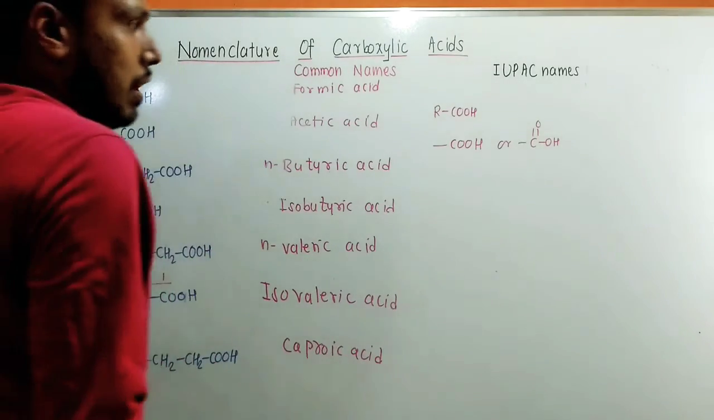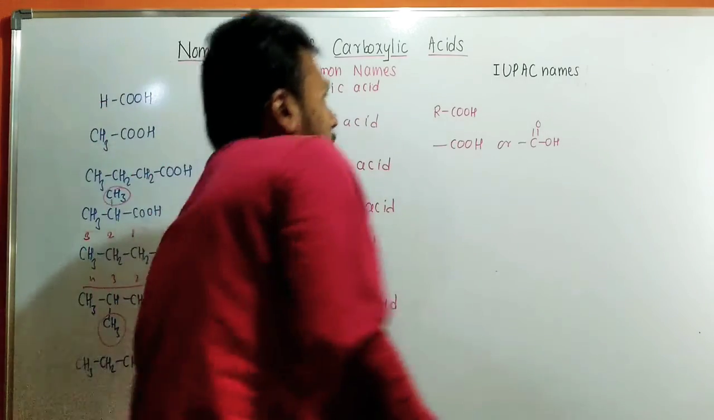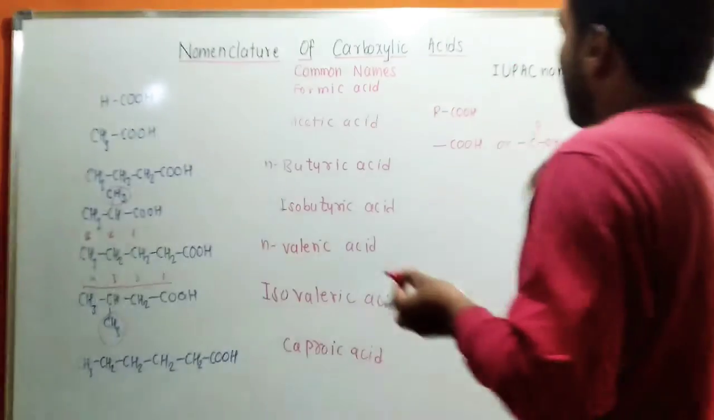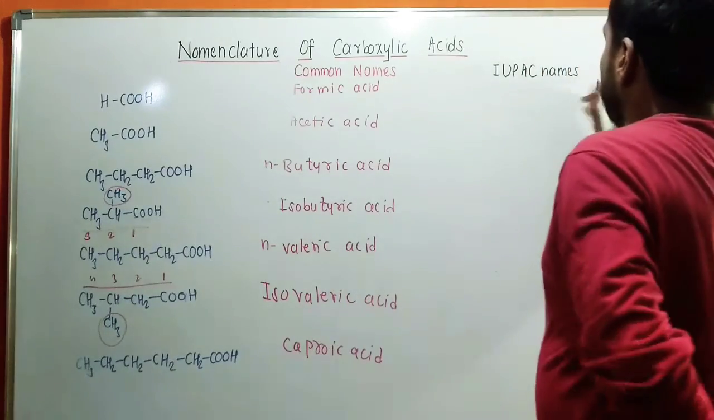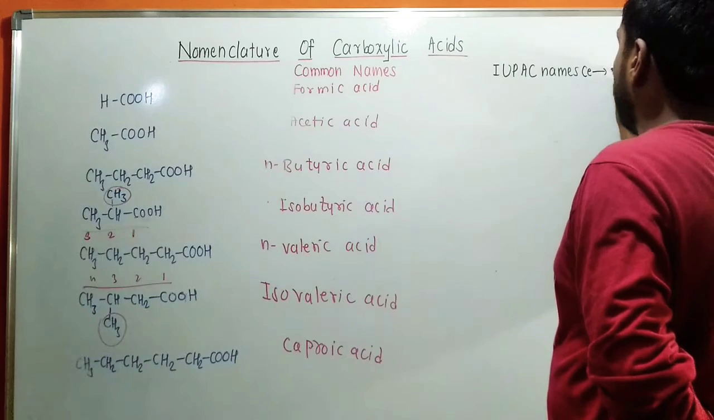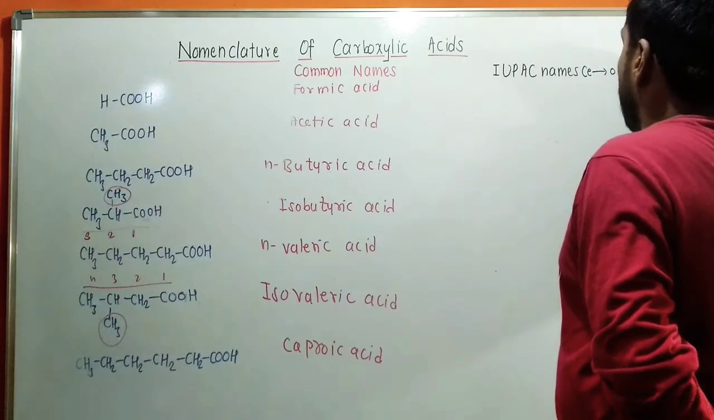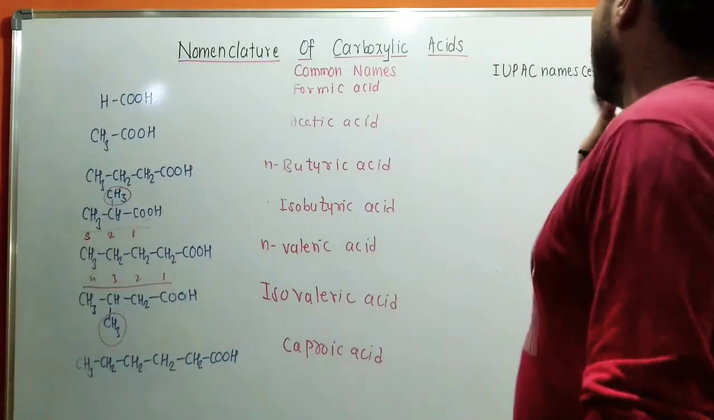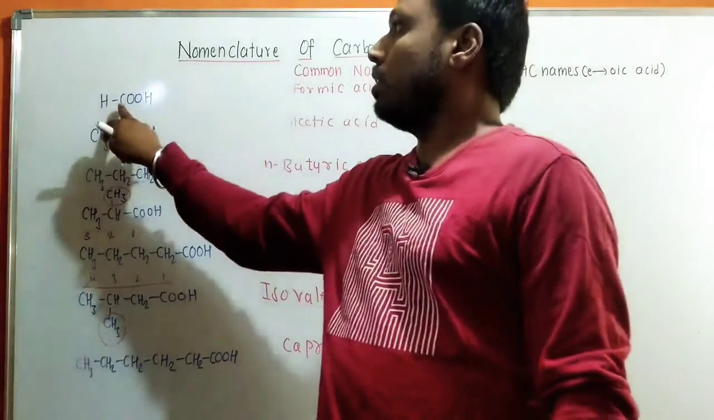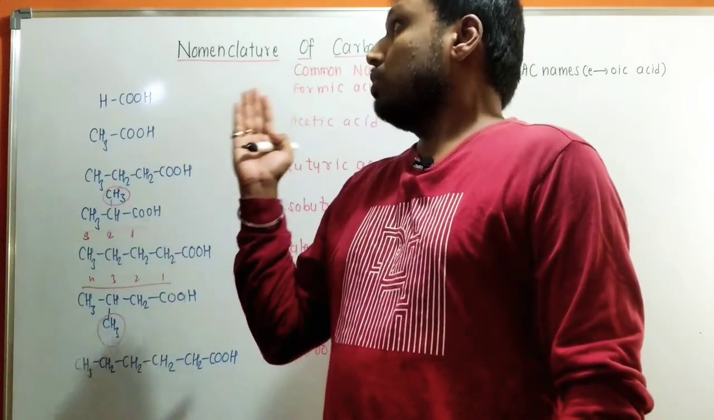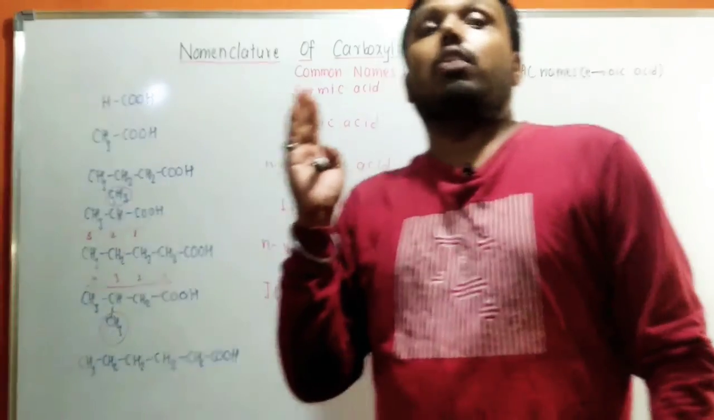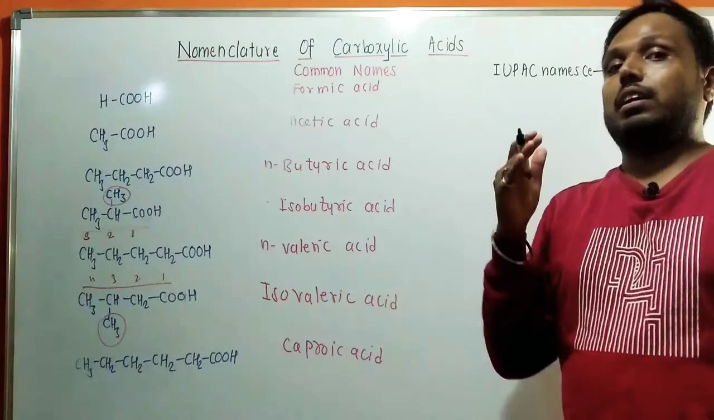Now we'll focus on the IUPAC name of the compound. For the IUPAC name, you have to remember that you are going to replace the e of alkane by oic acid. So what is the first rule for the IUPAC name? You are going to count the number of carbon atoms in the longest chain. Then according to the number of carbon atoms present in the longest chain, you will identify the parent alkane.